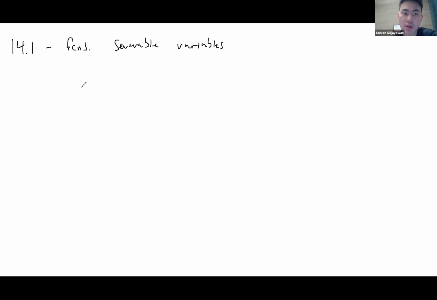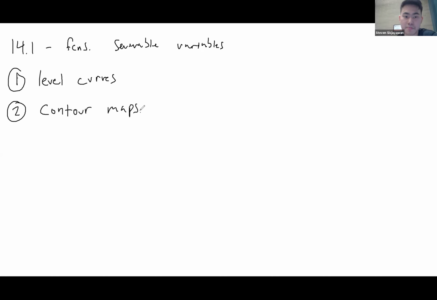In lecture and in recitation yesterday, you were introduced to domains and ranges of these functions. In today's session, I'll be focusing more on the level curves of these functions, and the second thing will be contour maps. We'll look at examples of those today. So let me start off with level curves. Let's look at an example from the textbook.